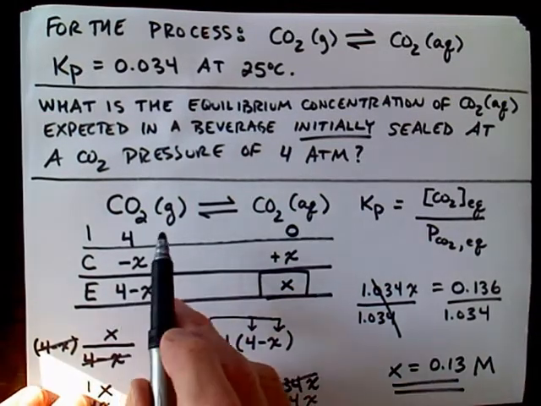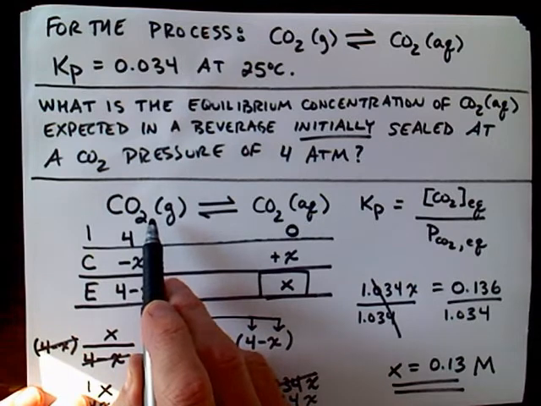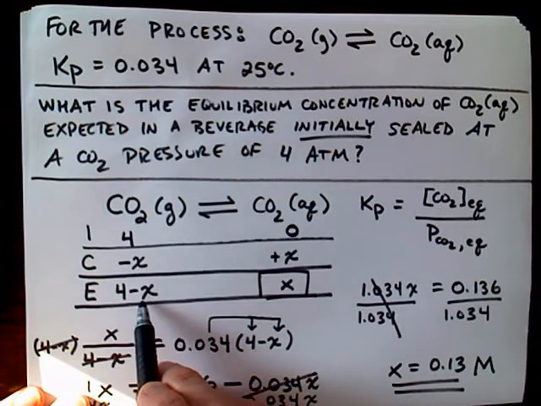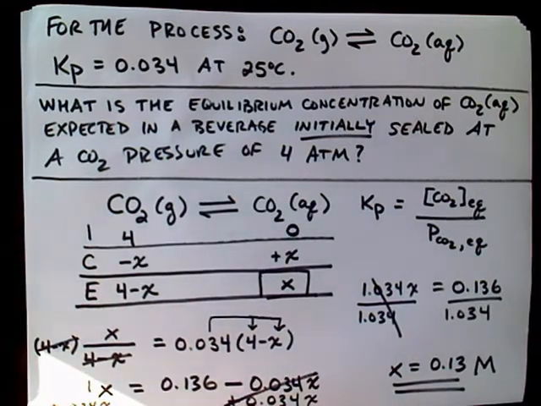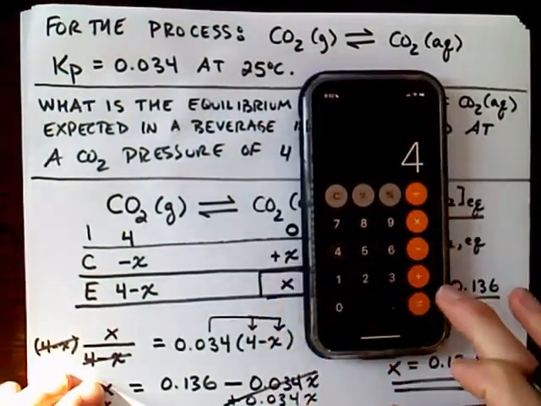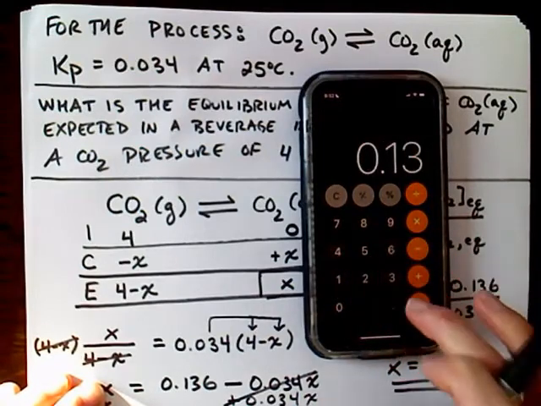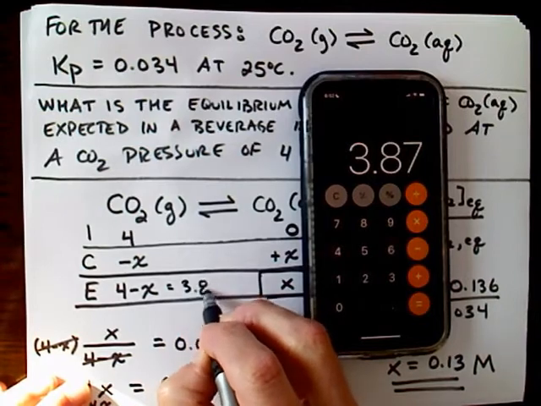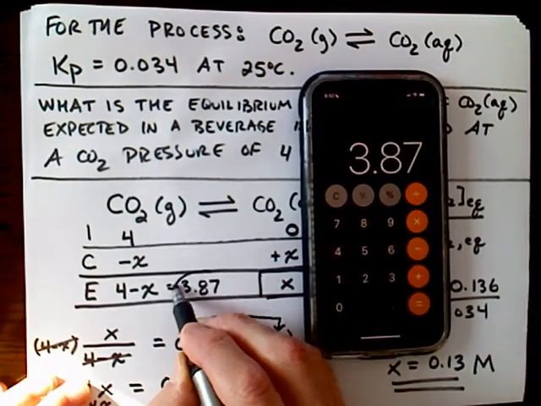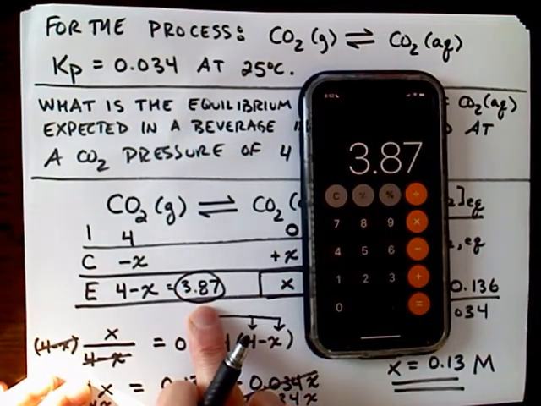If it was asking for the equilibrium pressure of carbon dioxide, we would have another calculation to do. We'd actually have to take 4 and subtract 0.13. Let's go ahead and do that. 4 minus 0.13 is 3.87. And in this case, we have solved for the equilibrium pressure of the carbon dioxide, which would be 3.87 atmospheres.